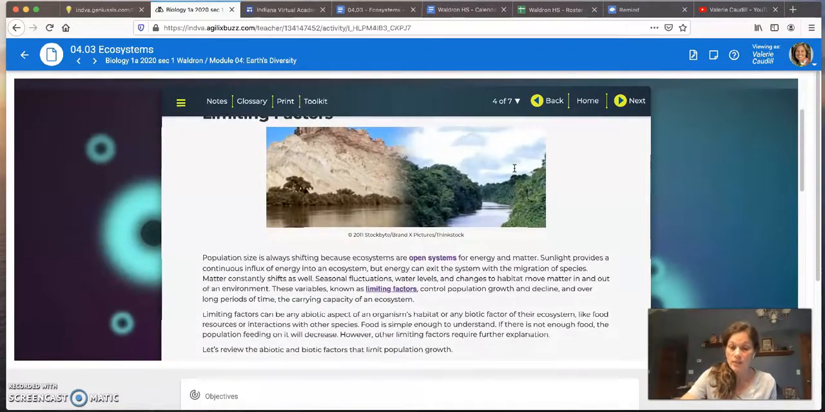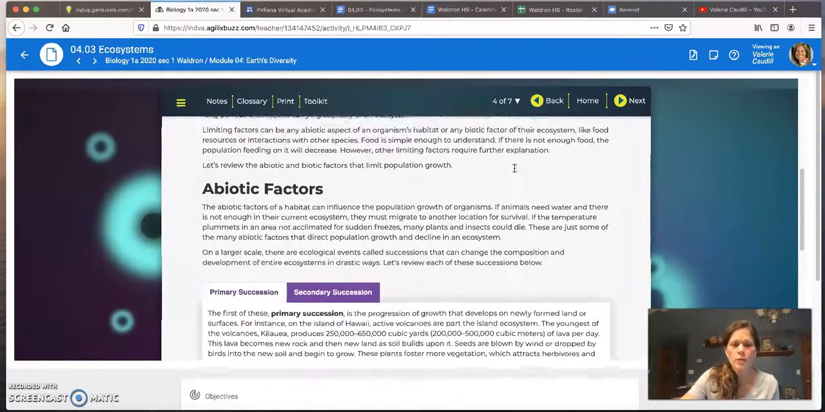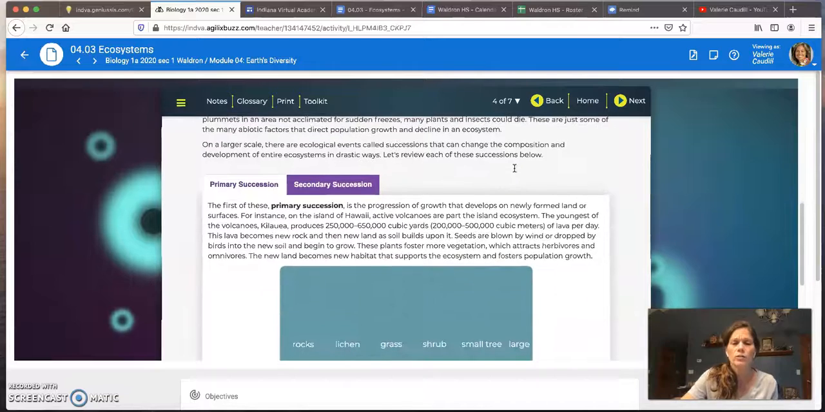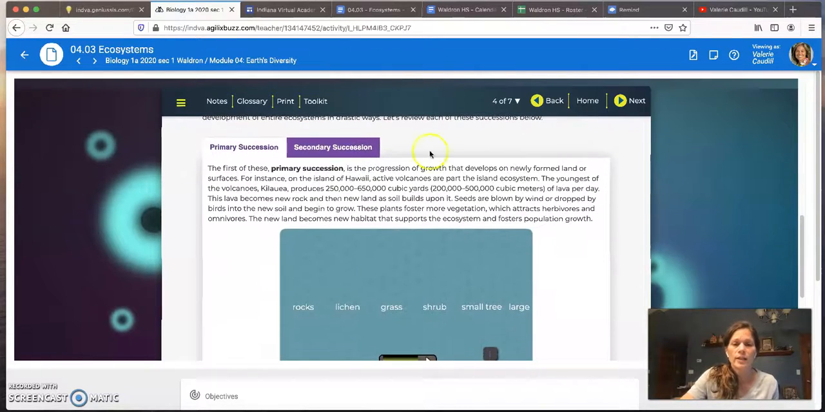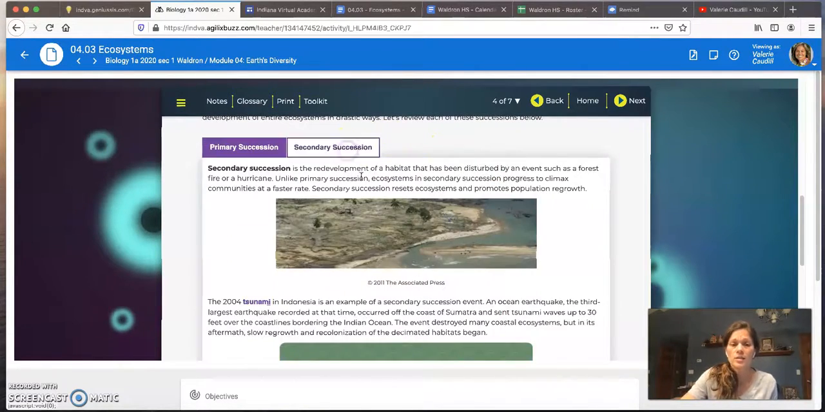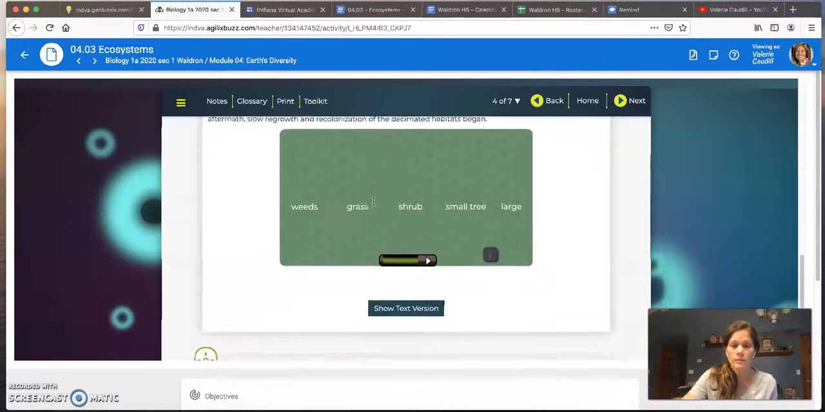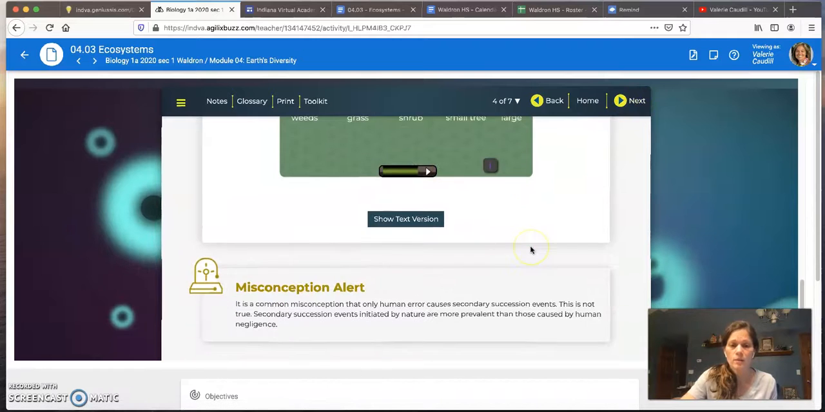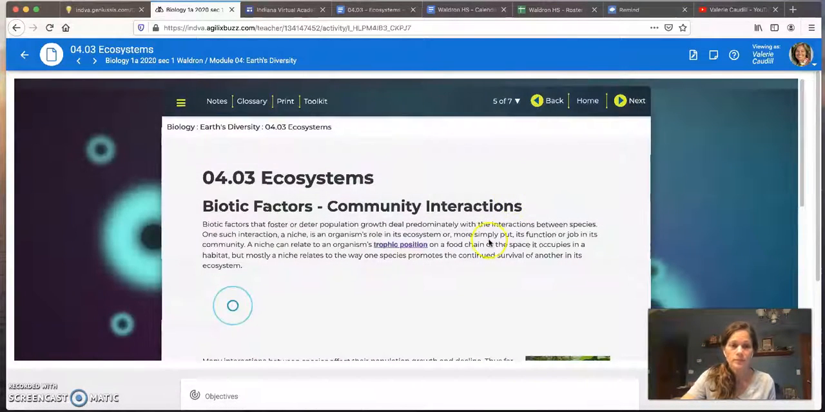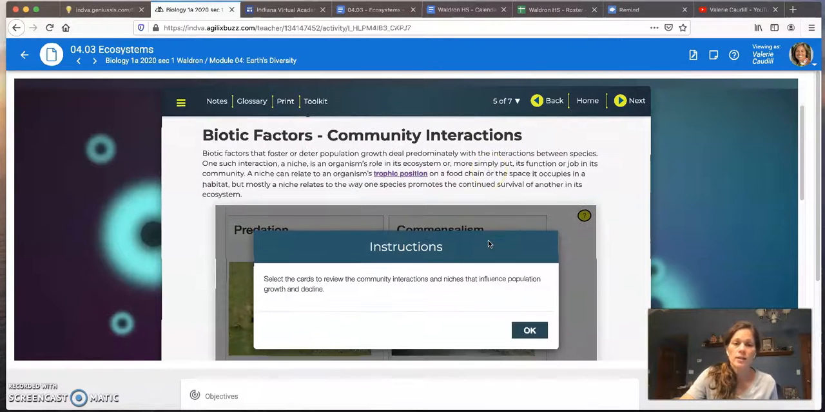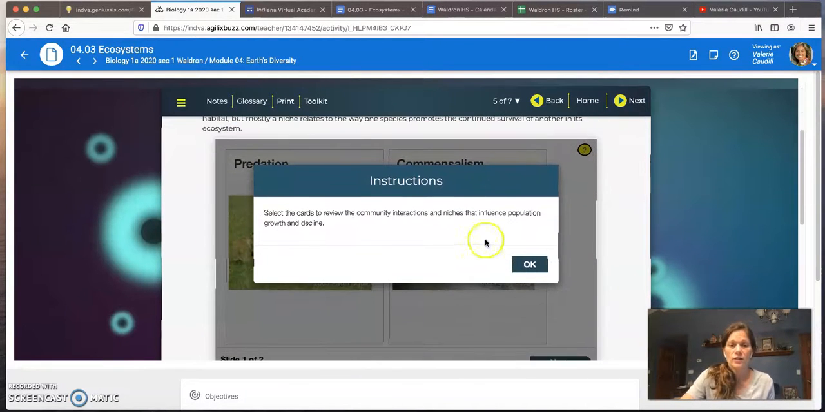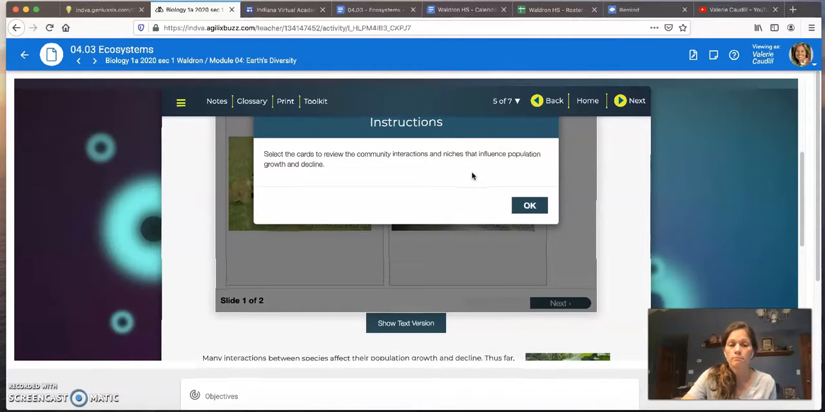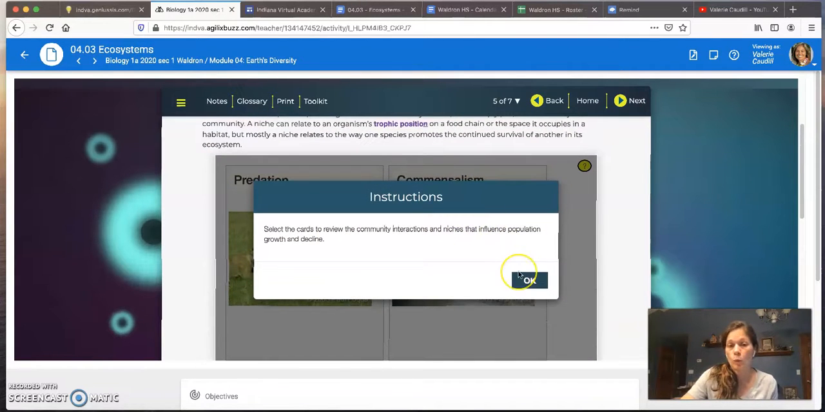Okay, then we have limiting factors. And here's where those biotic and abiotic factors will come in. You'll read about primary succession and secondary succession. And you have some interactive work here. Misconception alert. Okay, and here's the biotic factors. You have an interactive here to work through.